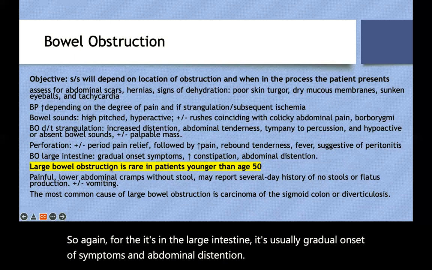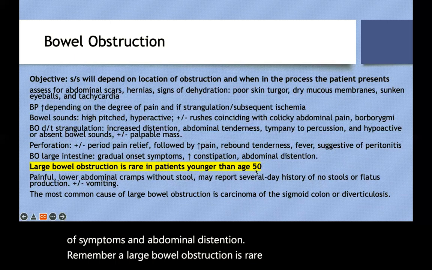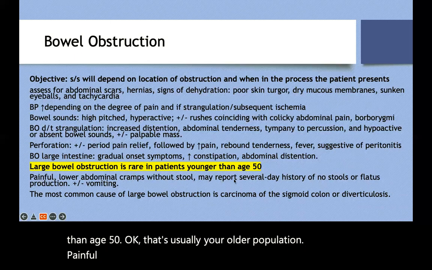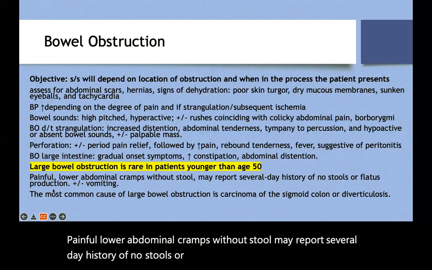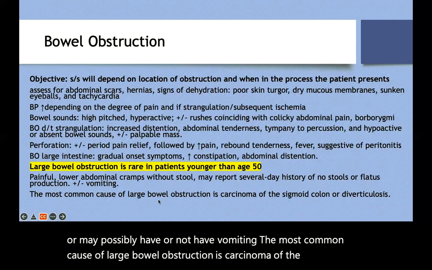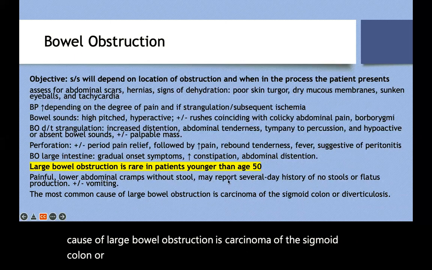Remember, a large bowel obstruction is rare in patients younger than age 50. Okay, that's usually your older population. Painful lower abdominal cramps without stool, they may report a several day history of no stools or flatus production. They may or may not have vomiting. Okay, the most common cause of large bowel obstruction is carcinoma of the sigmoid colon or diverticulosis. So keep that in mind. Again, we have to always think cancer.